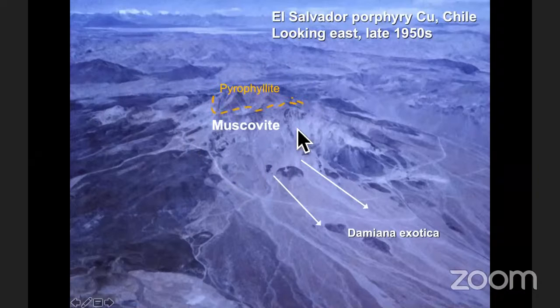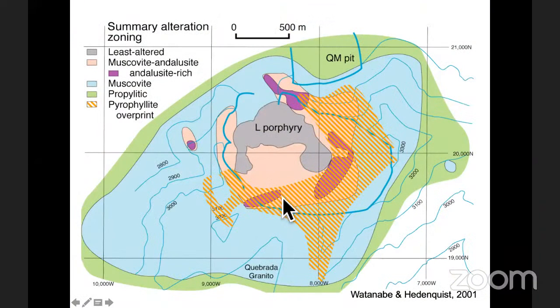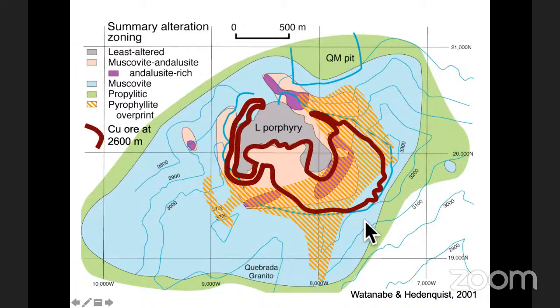The El Salvador porphyry is an underground mine, and at the surface you can see a large muscovite alteration area with a pyrophyllite zone. This is a plan view, and pyrophyllite is really an overprint. So this is the orange hatched pattern for pyrophyllite overprint over a blue color for muscovite. And the porphyry copper ore body, in this case, this is the outline of the porphyry 400 or 500 meters below the surface. Still, we are within the muscovite, white mica zone and pyrophyllite overprint.